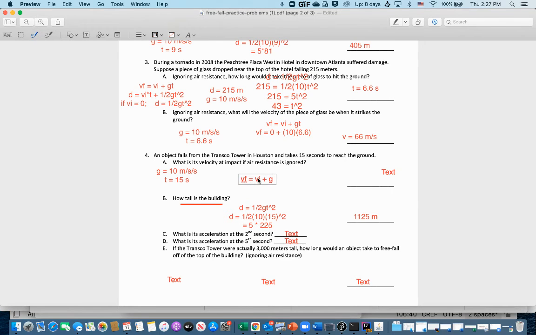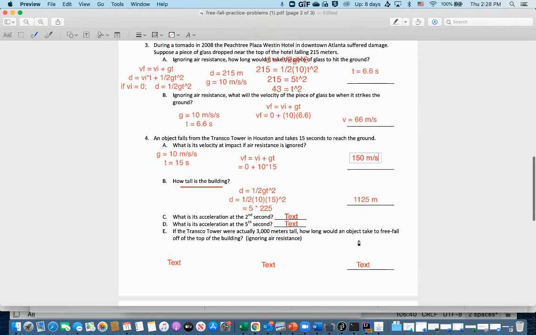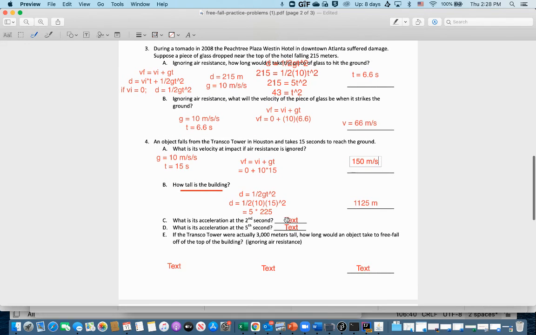The initial, GT. All right. So I'm going to go ahead and plug this in, right? The V initial we assume is 0. And then gravity is just 10 times 15 seconds. So what is 10 times 15? 150 meters per second here. Very straightforward.